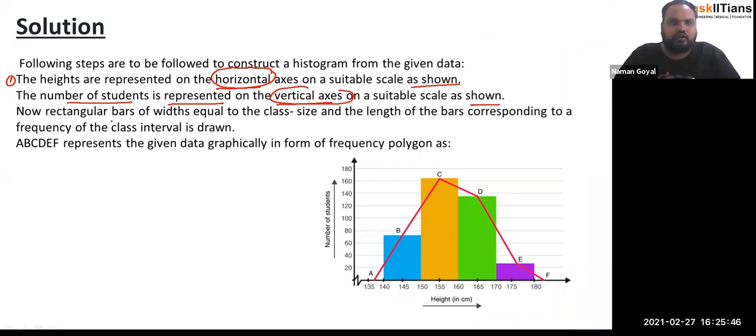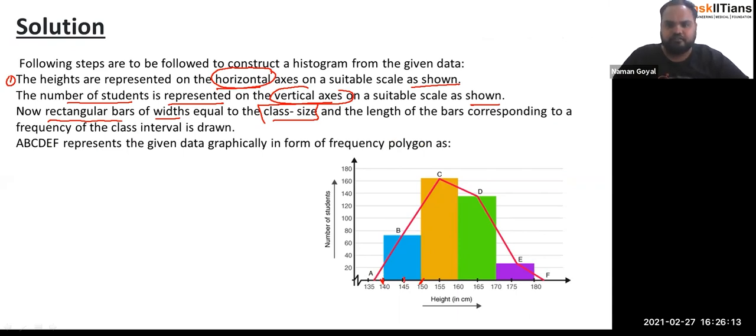Got it. Now, rectangular bars of width equal to the class size. The width of that rectangular bar is what? 150 minus 145, which is the class size given in the table. The length of the bar corresponding to the frequency of the class interval is drawn. Now, as I told you, first of all, we have to draw the bars like this. Then after that, we have to find the midpoints.